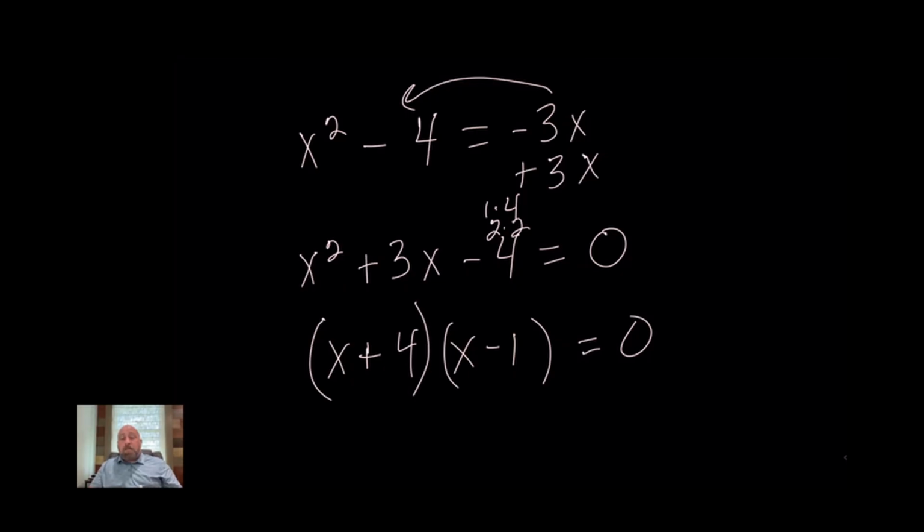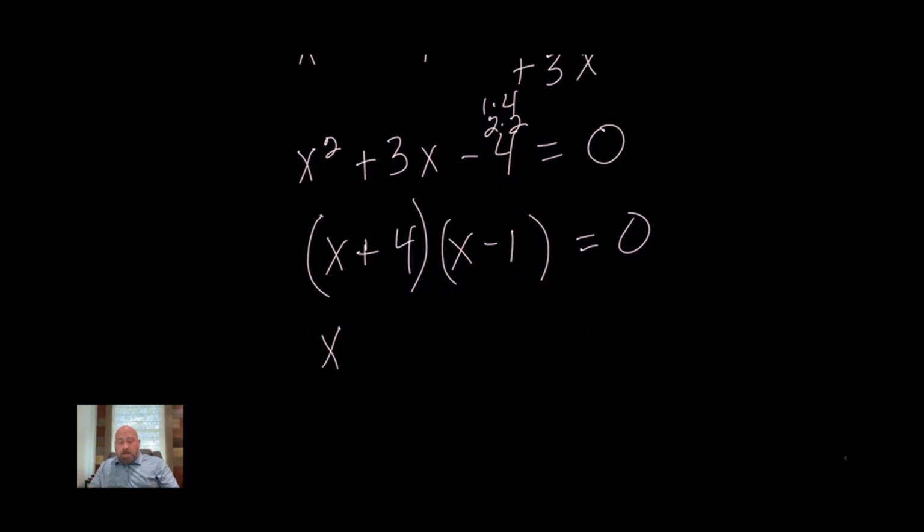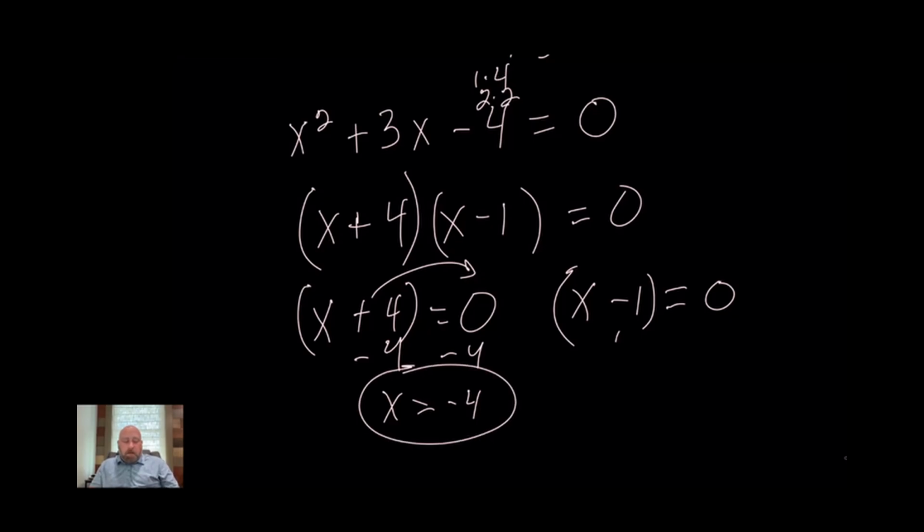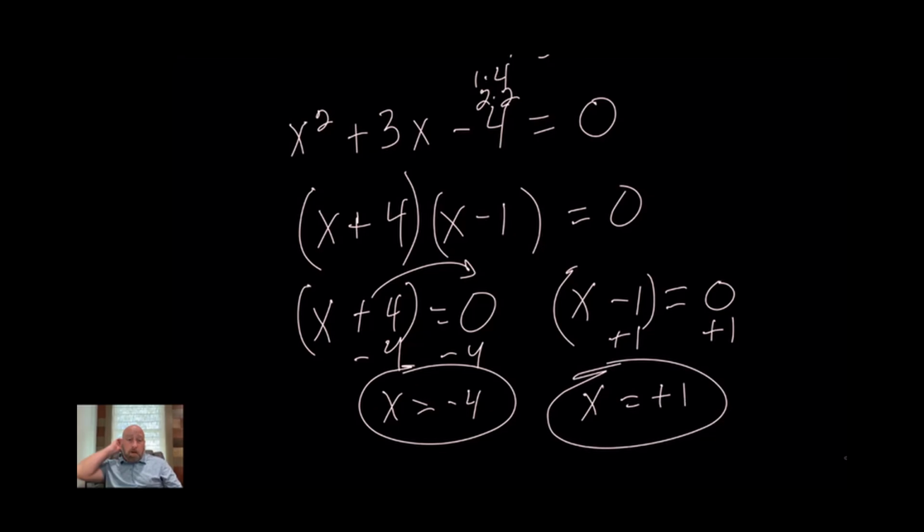Now, here's the trick. Both of these equal 0. It's called the zero factor principle. So that one equals 0, and the x minus 1 also equals 0. To find the solutions for these, we would just move the +4 to the other side by subtracting 4 from both sides. X equals -4. That would be one answer. And then we would do the same thing with this, and we would get x equals +1. So those would be our two answers there, -4 and 1.